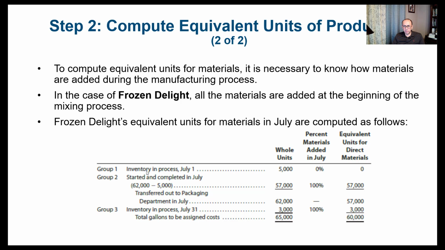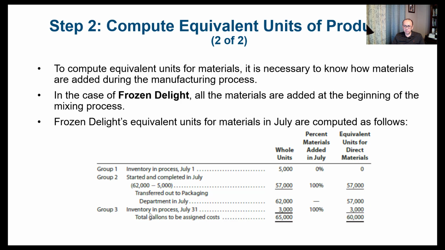So for group 1, remember, we have the inventory in process that was 5,000 units. These were already used in the previous month, so the equivalent units for direct material is 0. For group 2, which are the ones started and completed in July, there were 62 minus 5, which is 57. They were 100%, and that was 57. And the transfer out to the packaging department in July would be the 5 plus the 57, which is 62,000, and that's the whole units. But for the equivalent units of material, it would be only 57.